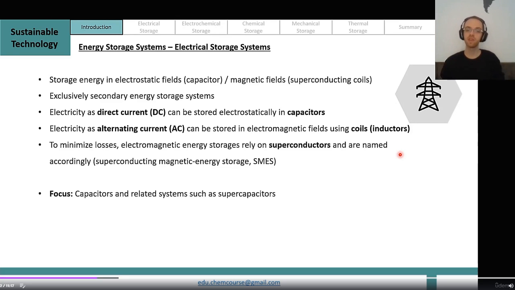The electricity can either be saved as direct current, and it can be stored electrostatically in capacitors, or it can also be stored as alternating current. So it can also be stored in electromagnetic fields using coils or inductors to make it more general. To minimize losses, these electromagnetic energy storages rely on superconductors, and they are also named accordingly. So, for example, the superconducting magnetic energy storage, or so-called SMES, is using these superconductors to store electricity as an alternating current. In this course, we will mostly focus on capacitors and related systems such as supercapacitors because they are the more common energy storage system.